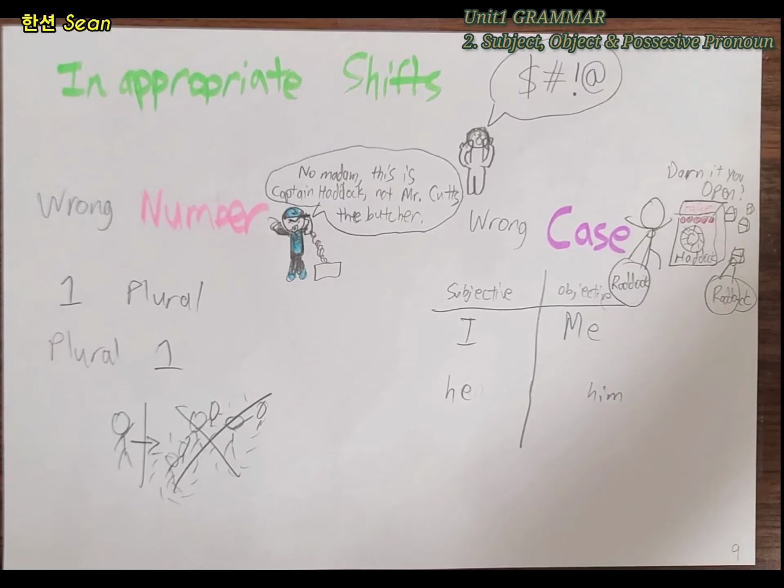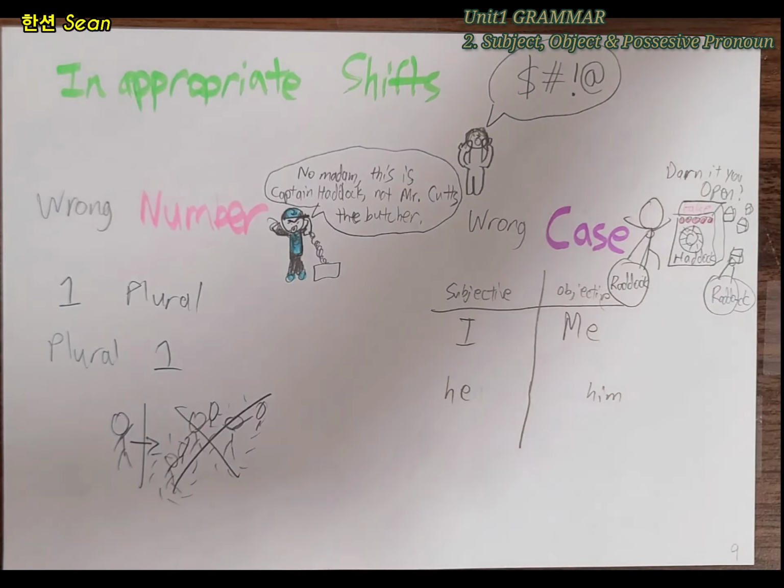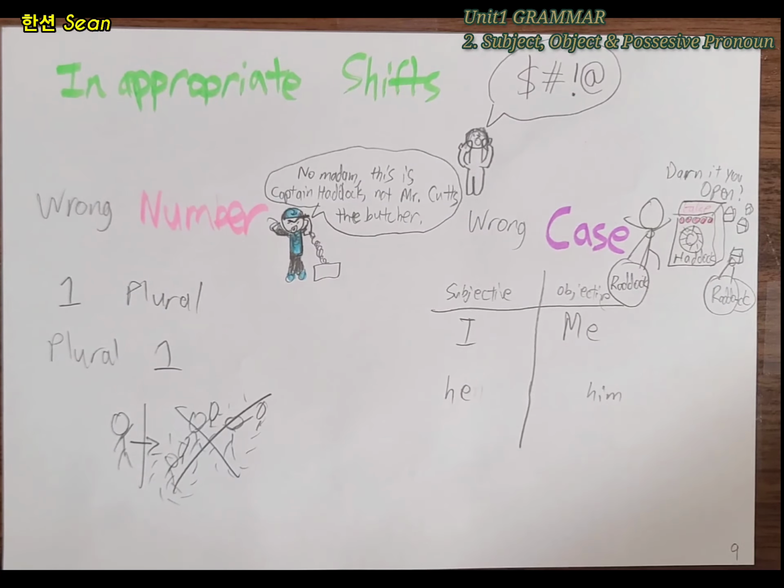Now, there are also other types of pronoun problems, like vague pronouns or compound pronouns, but I won't get deep into that today. So I really hope you guys enjoyed this brief introduction into objective, subjective, and possessive pronouns, or the other way around.